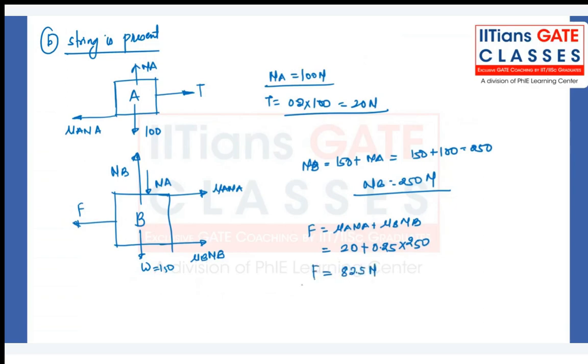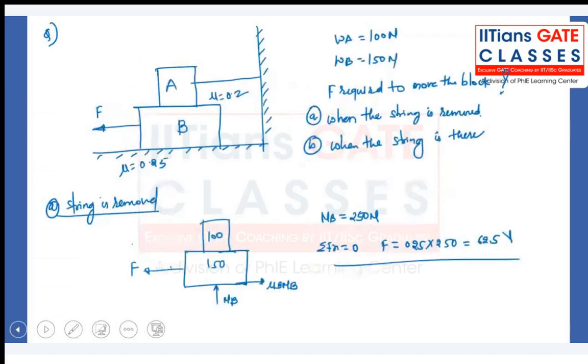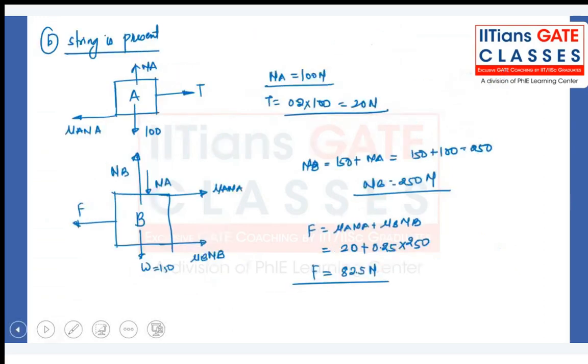Okay, so practically also, if you think that whenever we have a string, obviously we'll have one restriction to the movement of the block B because of the friction in between these two blocks, and it will indirectly affect you to pull the block B with a more force, compared to if you remove the string. I hope the question is clear to you. We have solved similar question before.